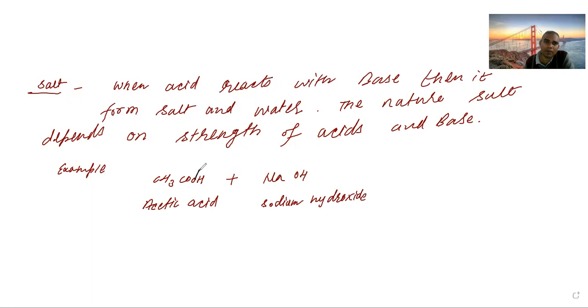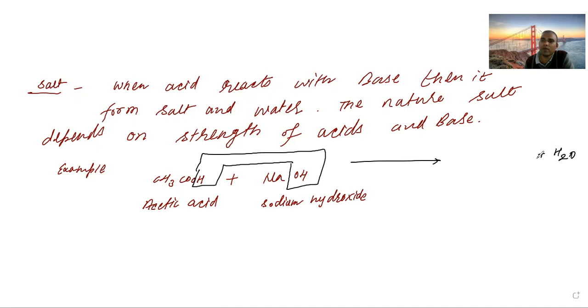Now, if you are combining these two together, how are they actually going to combine? From here H will go, acid always gives H plus, and base will give OH minus. This H plus and OH minus are going to combine, forming the water molecule, and whatever is left is salt. CH3COONa. This is the salt. This is water.